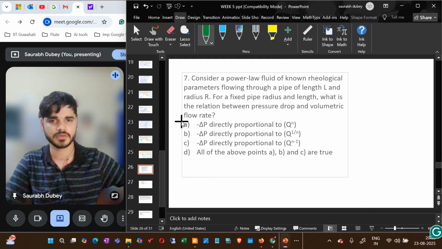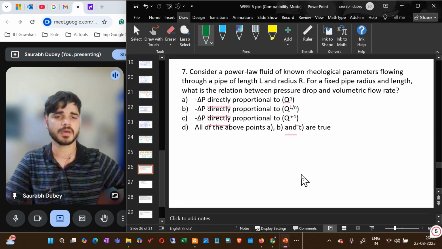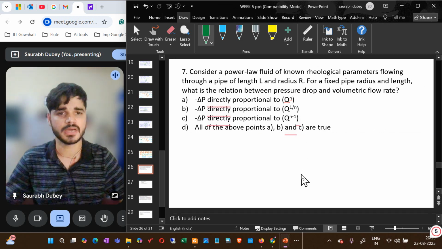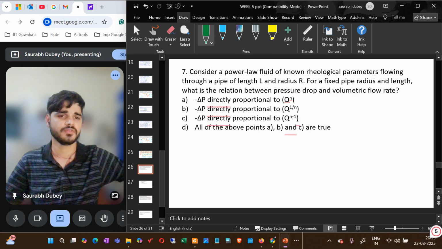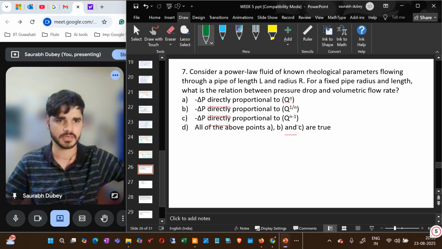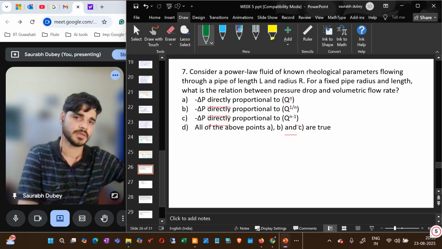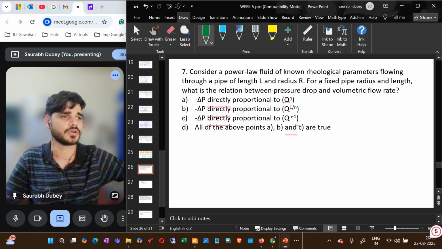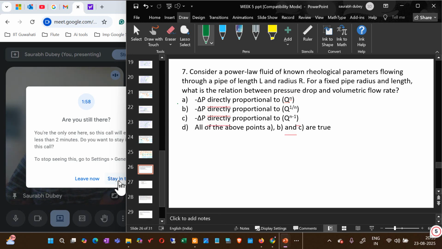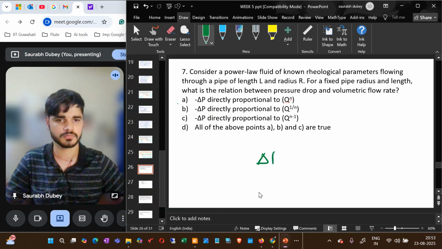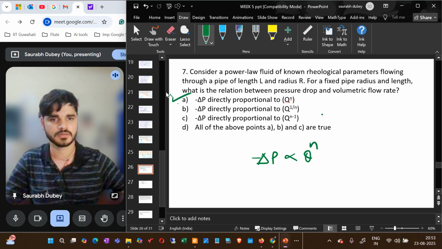7th question. This is a theoretical question, a very straightforward question based on the power law derivations that you have, right? Consider a power law fluid of known rheological parameters flowing through a pipe of length L and radius R. For a fixed pipe radius and length, what is the relationship between the pressure drop and volumetric flow rate, right? For the power law, if you remember, then you will come to know. So delta P is directly proportional to Q to the power n. A is correct.